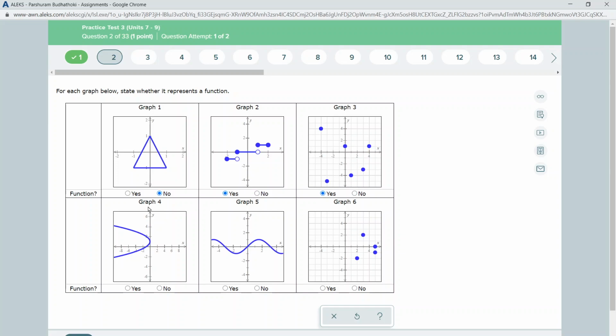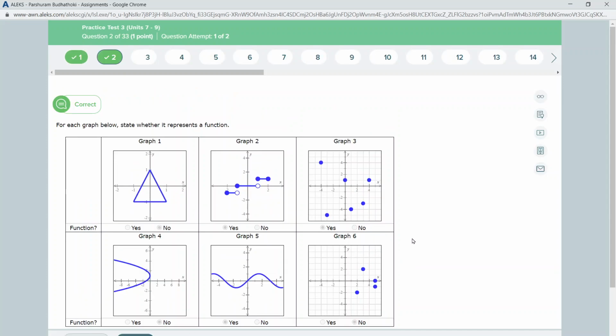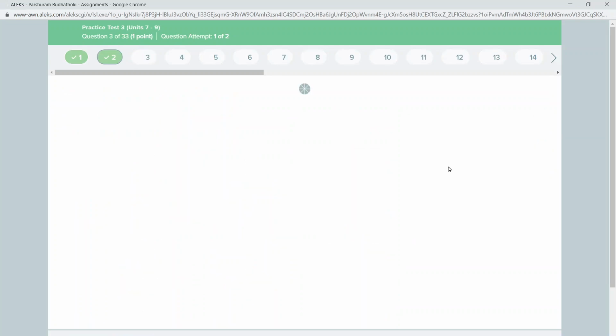For this graph, if you draw a line passing through, let's say, -2 on the x-axis, then it crosses at more than 1 point, so this is not a function. But here there is no way we can find a vertical line crossing 2 points on this graph, so this is a function. For the last one, look at these 2 points at 5, they are on the same vertical line, that's why it's not a function. So that's right. Let's go to number 3.